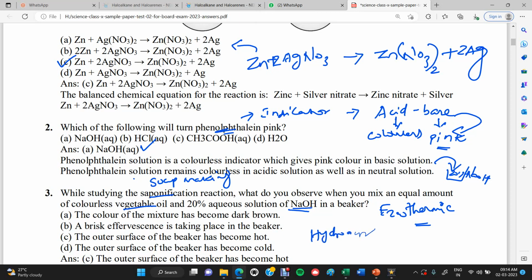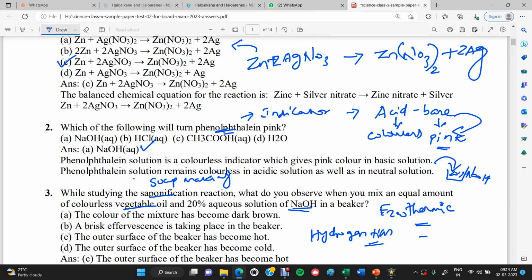Hydrogenation. You might have studied hydrogenation: addition of hydrogen. There is a double bond. We'll add H2 in the presence of a catalyst, nickel or palladium or platinum.